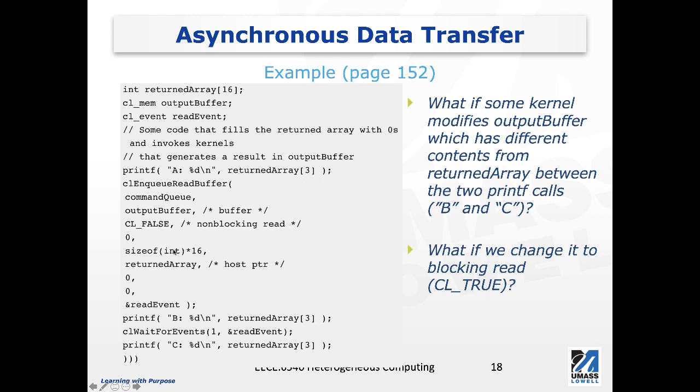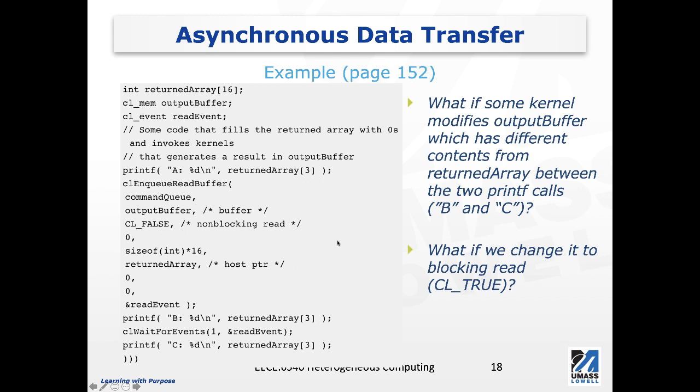And because we have this CL wait for event, this is to wait for this read operation to complete, because this read event is the output event of the CL enqueue read buffer. So the CL wait for event will actually block until this read buffer operation is completed. As a result, this printf C will for sure output the final data that's computed by the kernel.